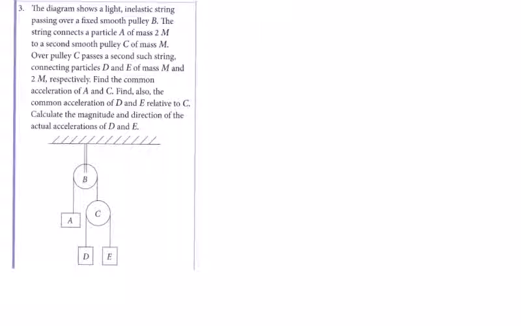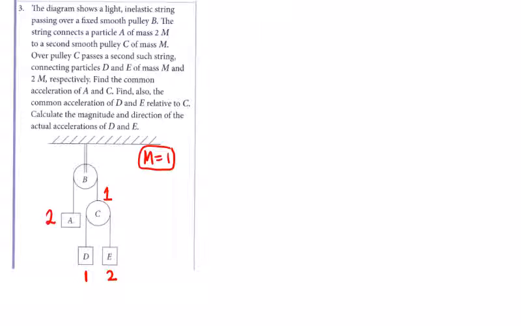This diagram shows a light inelastic string passing over a smooth pulley B. So we have A, mass 2m. I'm going to call that 2 in this question. Second smooth pulley C of mass m. I'm going to call that 1. And D and E of mass m and 2m, so 1 and a 2. I'll leave out the m's in this question. We'll just say m is equal to 1. It'll allow us to do that.